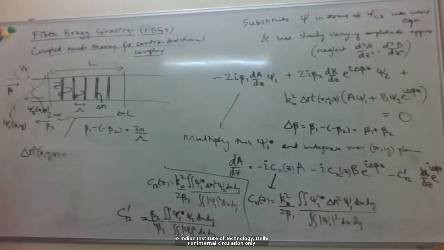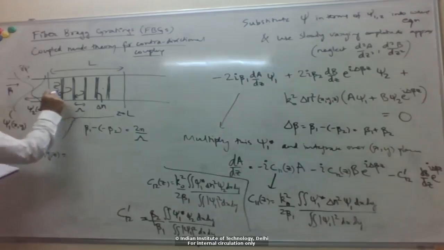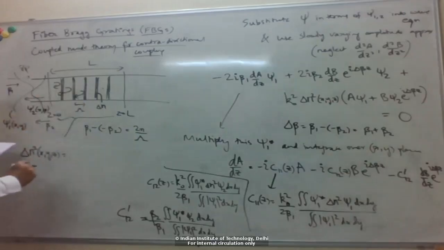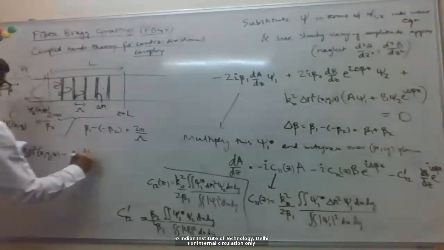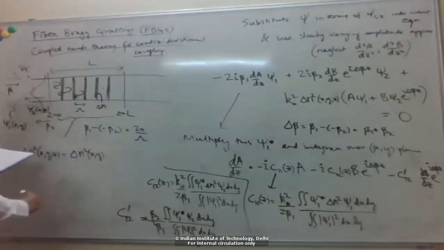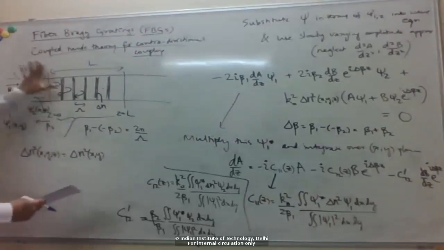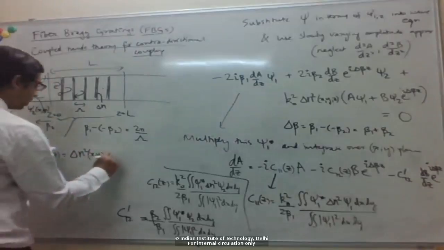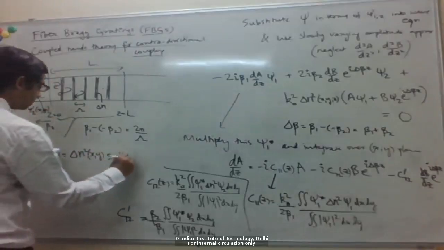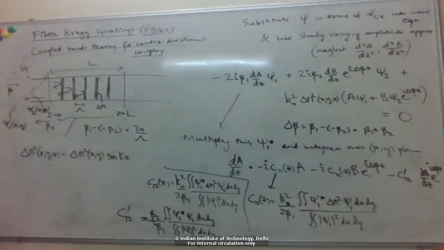in the Bragg region, it's a periodic high-low region, right? So I can model this as some delta n square in the transverse coordinate, and then a periodic function in the z coordinate.